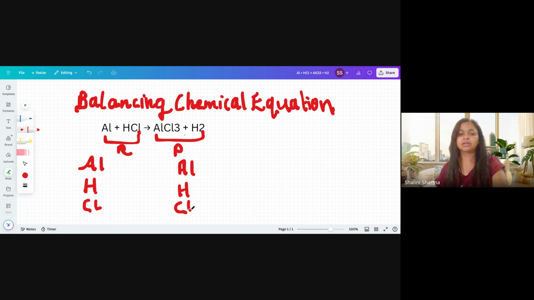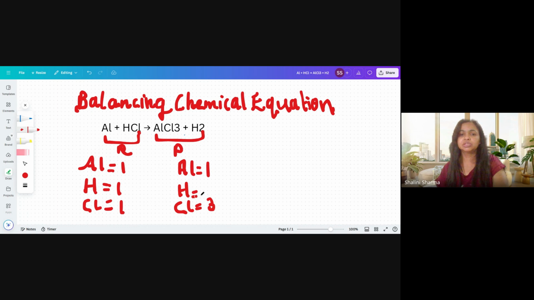In order to balance the chemical reaction, we want to make sure that the number of atoms for each element is equal on both sides of the reaction. To look for the number of atoms, we look at the number down here. If there's nothing, it's always assumed to be 1. There's 1 atom of aluminum on the reactant side. Hydrogen, there's nothing down here, so it has 1 hydrogen atom, and same with chlorine, 1 chlorine atom. Then on the product side we have aluminum, 1 atom, and then 3 for chlorine, and 2 for hydrogen.